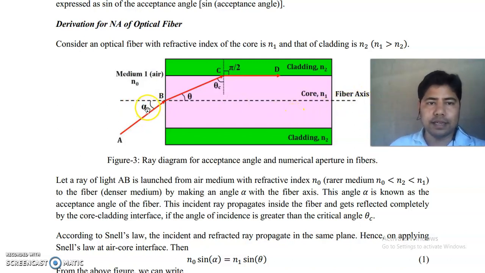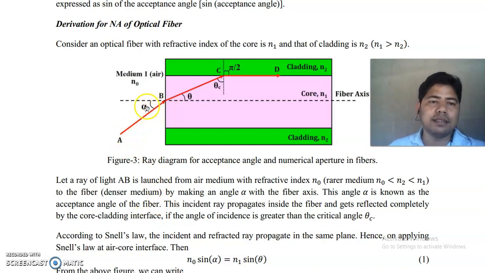If this angle makes a critical angle over the core cladding interface, then this angle is called the acceptance angle of the fiber. So alpha is the acceptance angle. This alpha also makes a cone, which is called the acceptance cone. If we consider a total 2 alpha angle and make a cone, then that too is called the acceptance cone. So this incident ray propagates inside the fiber and gets reflected completely by the core cladding interface.